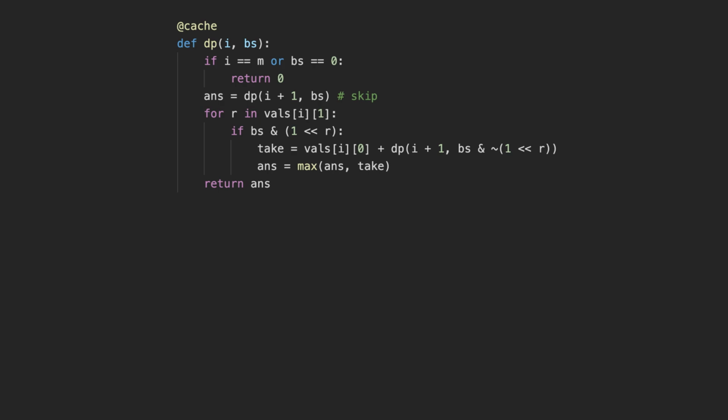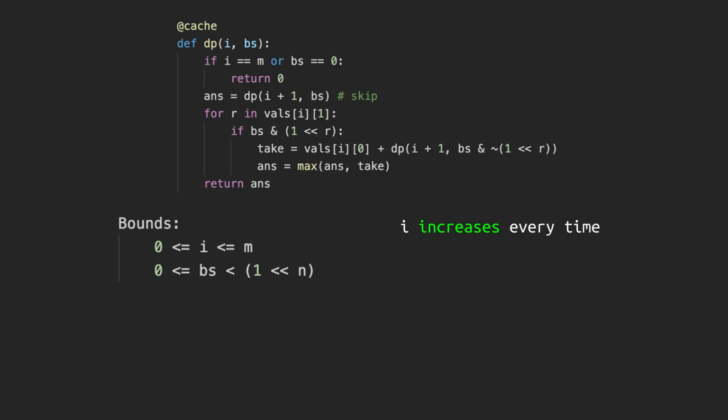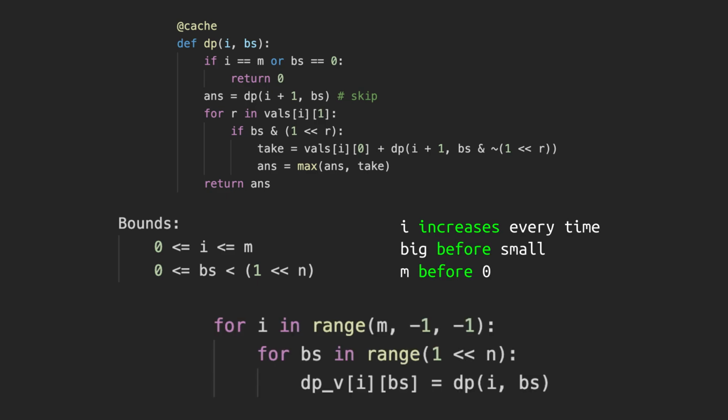As the last example, this was question 3 from last week's contest. That double left arrow just means a left bit shift. So one left bit shift n is just 2 to the n. Ooh, scary bit manipulation. But notice I increases every time. So big before small, make that our outer loop, and it doesn't really matter which direction we go for that second loop. Though, it just so happens the second loop is in the correct order too.